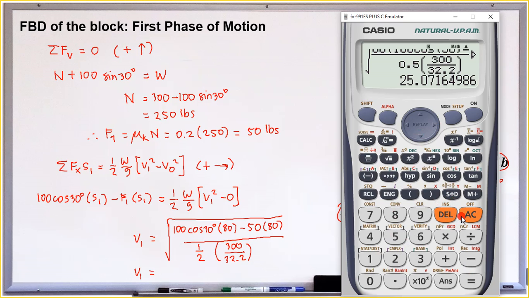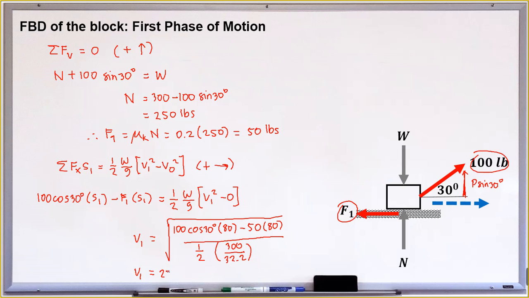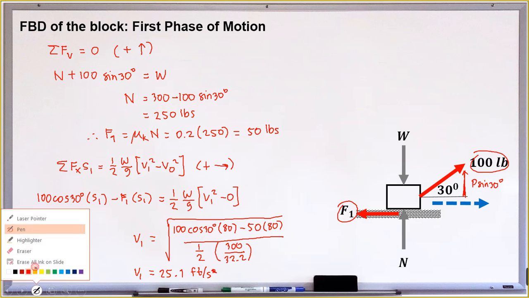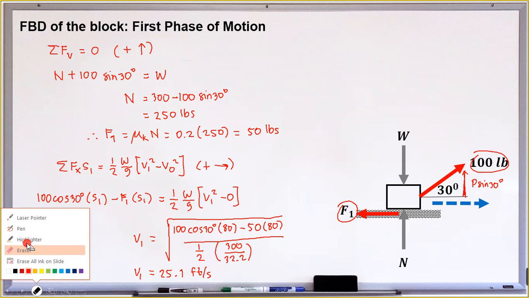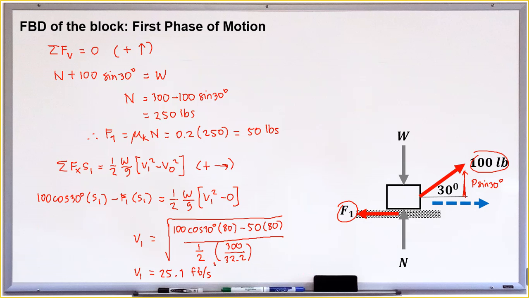Okay, the result is 25.07 or 25.1. So 25.1 feet per second. Sorry, only feet per second, because it is not acceleration. So this is the velocity of our block as it travels 80 feet from its initial position.